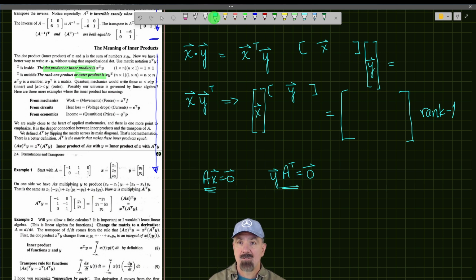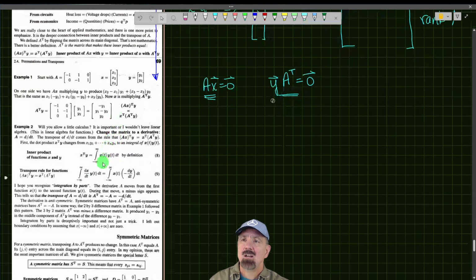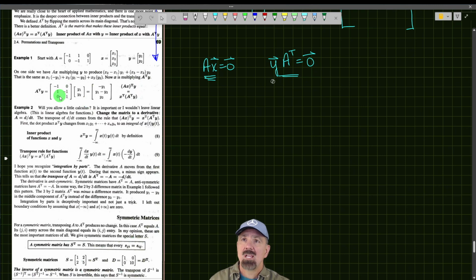And in fact, we're solving for the same type of thing. So that's this conversation that he's having in here. And he's also looking at different ways to write dot products.